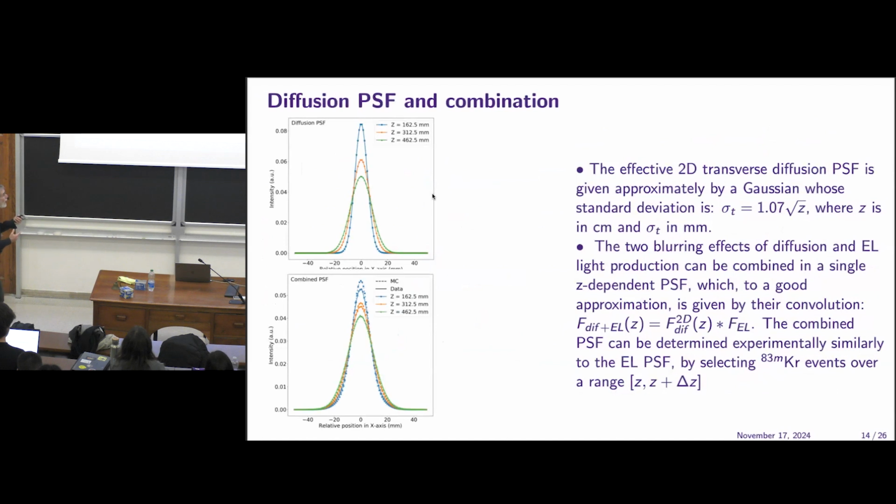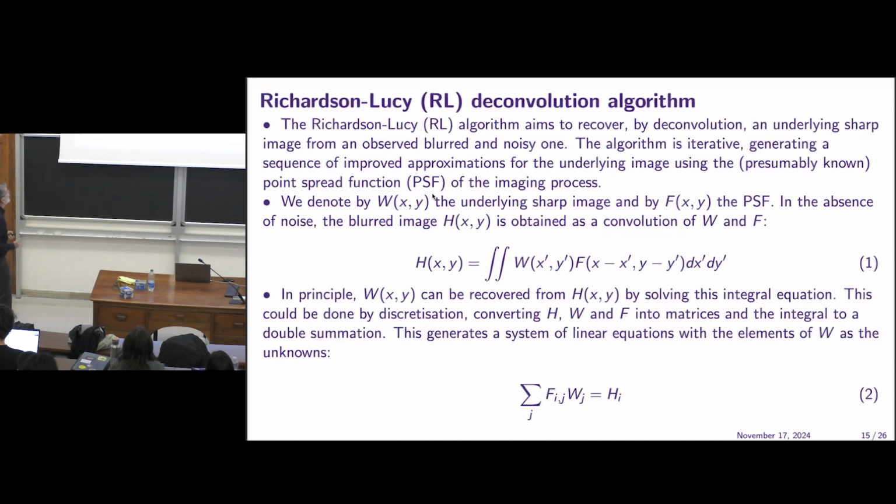We actually have two PSFs to do. I'm kind of moving fast and skipping some of the gory details. Like you have, remember, diffusion and EL. So you actually have to measure a PSF for each one of them. You can do both of them with Krypton in some fashion. We do that, actually. And then you need to solve the problem.